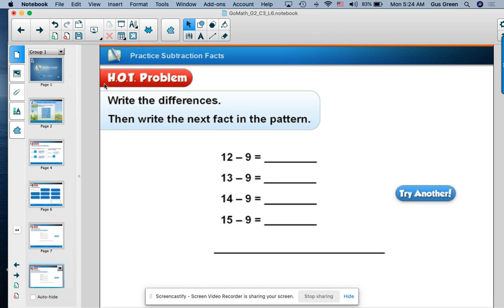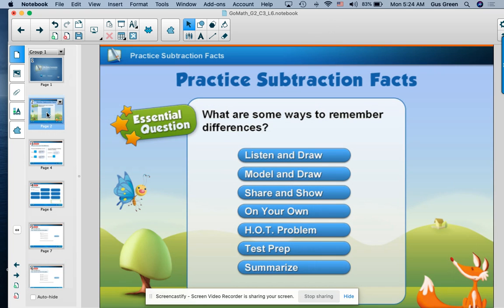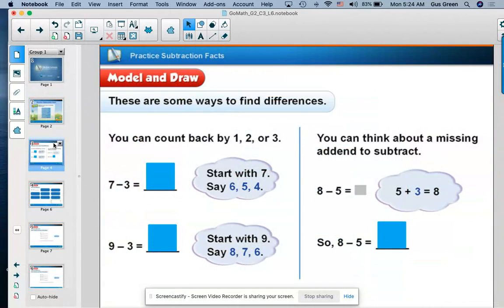Good morning, second graders. Today we're going to walk through lesson 3.6 and practice some subtraction facts, and look at some ways to help you remember differences. Differences are the answers to a subtraction fact. When we subtract, we try to find the difference between the two numbers.